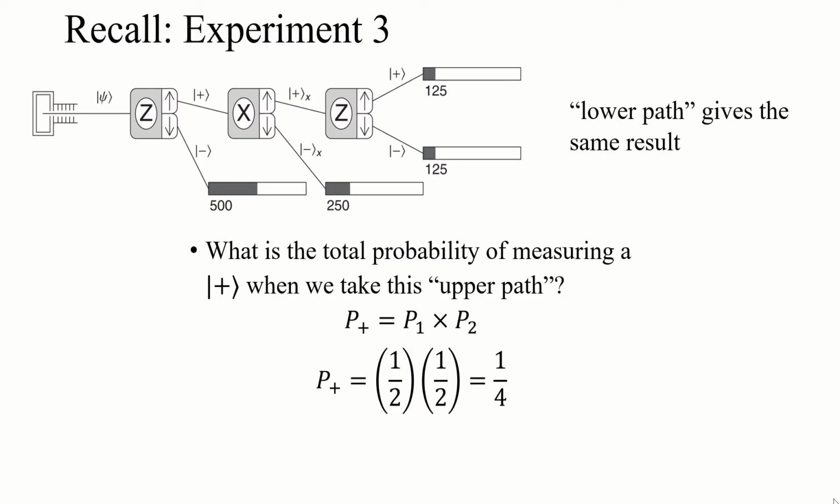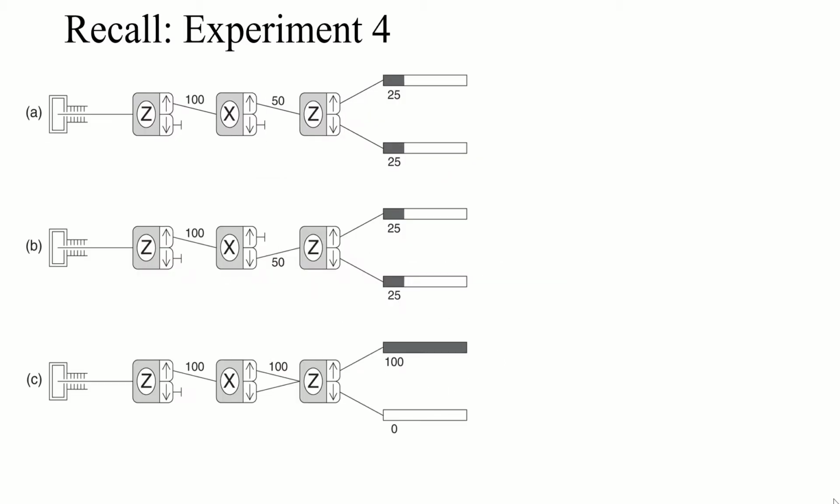Turns out if you take the lower path, if after the x Stern-Gerlach analyzer we took the spin down state and put that into the z-aligned Stern-Gerlach analyzer, it doesn't change much. It's 1/2 times 1/2, we get 1/4. And that's what we see.